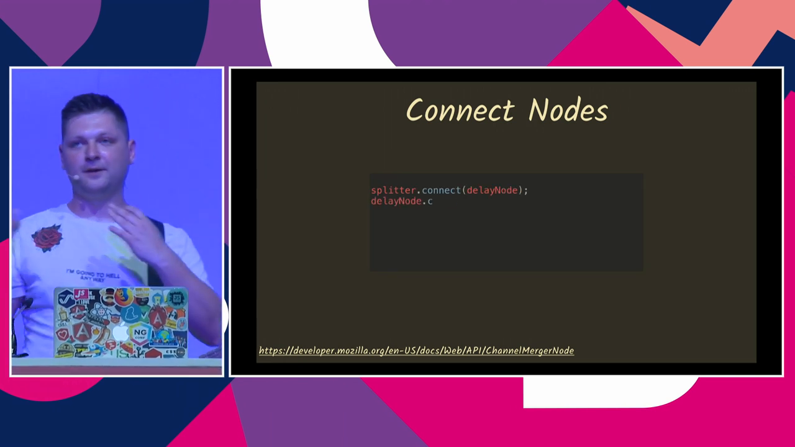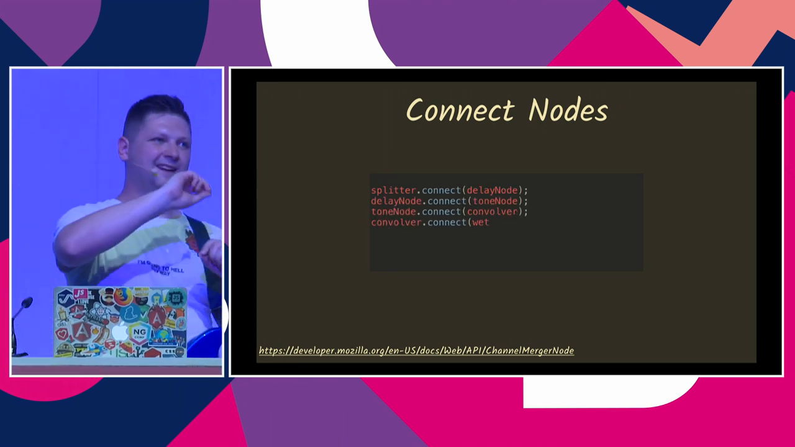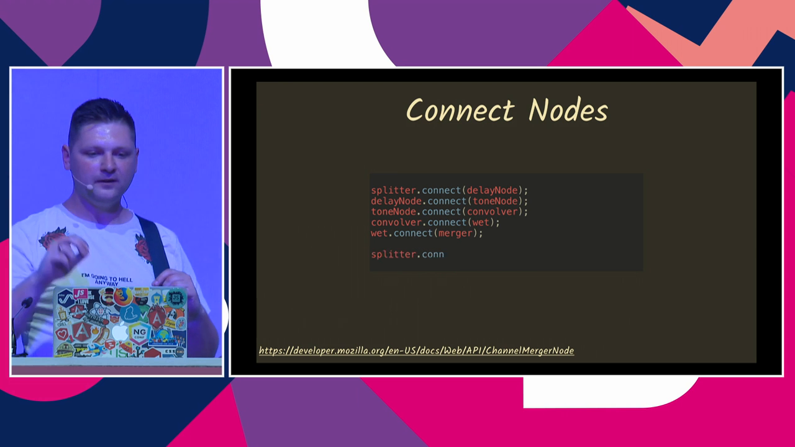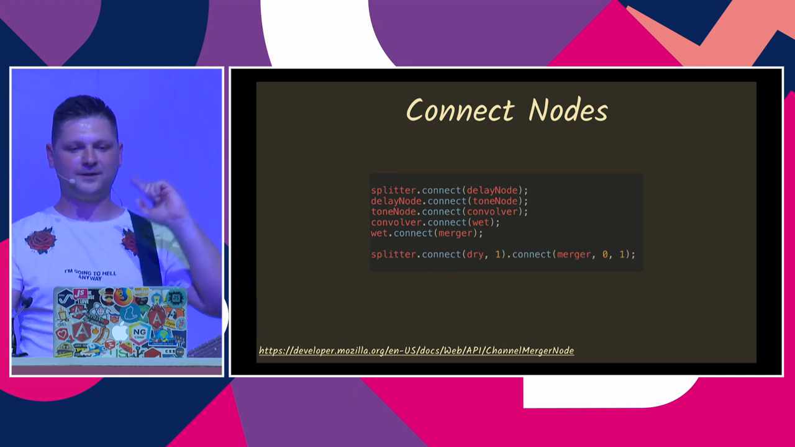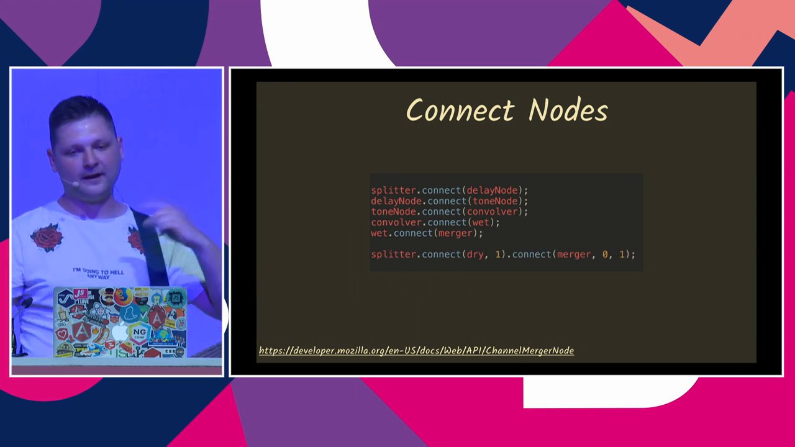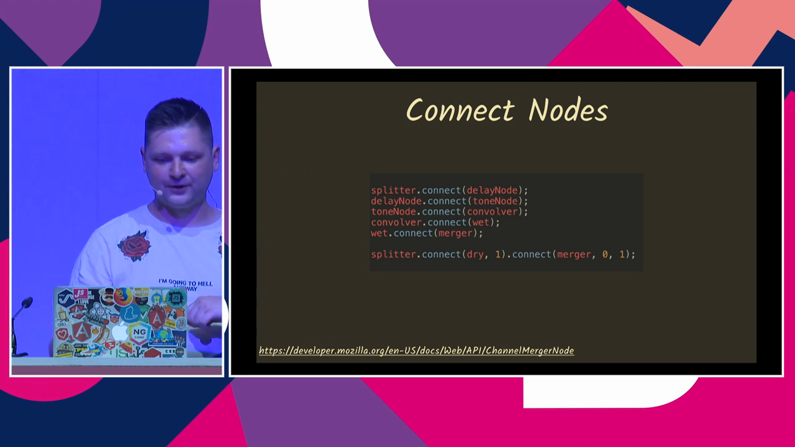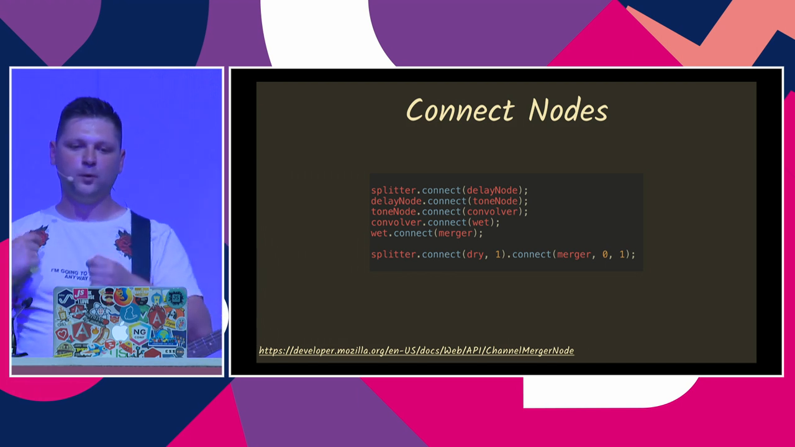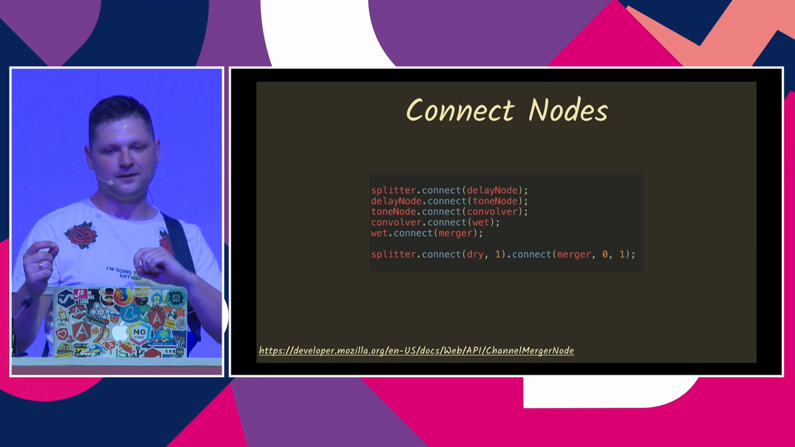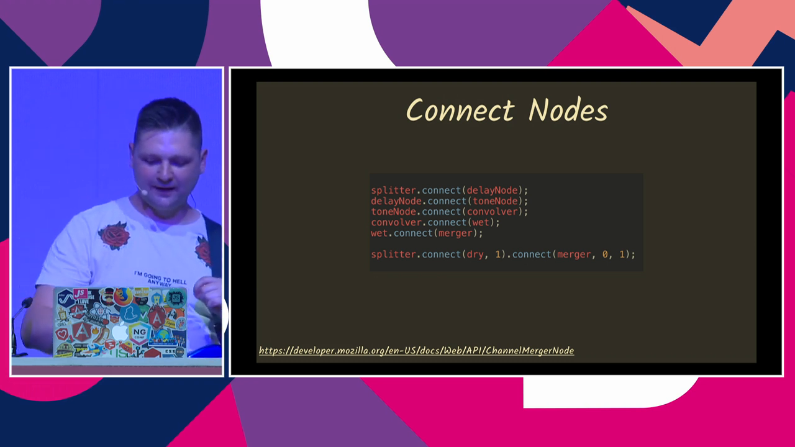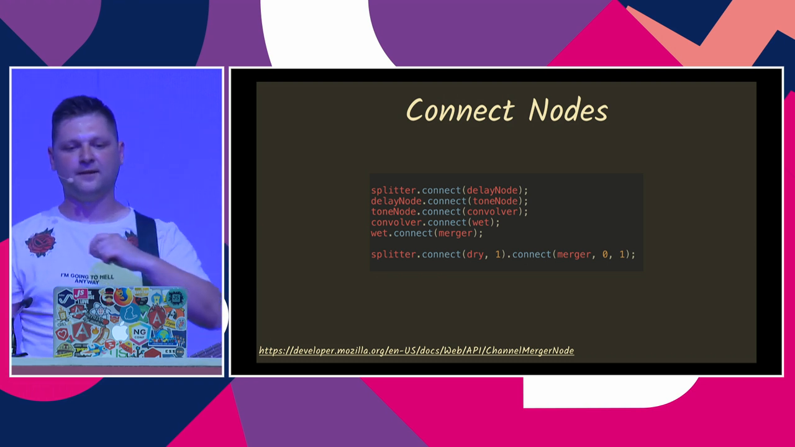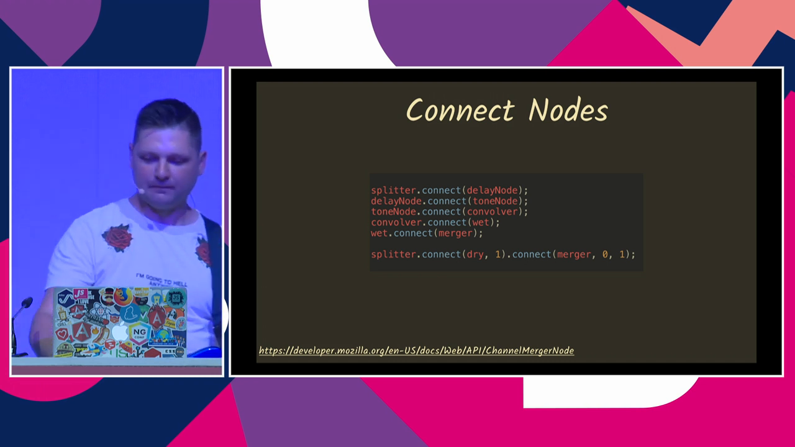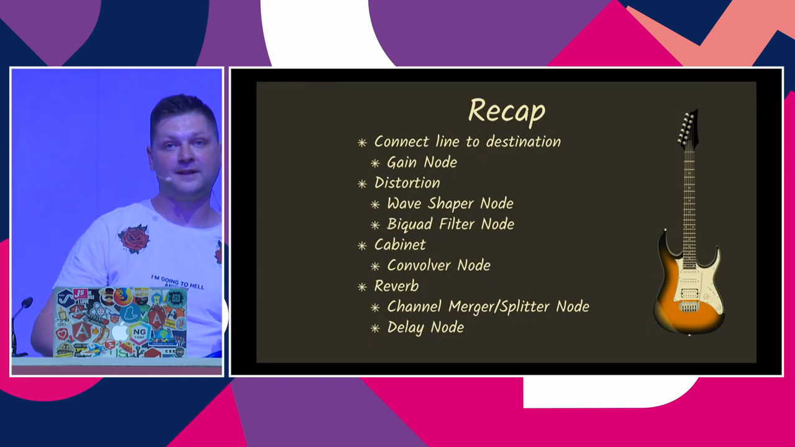Then we need to actually build this graph. So we're connecting everything chain by chain: splitter with delay, delay with tone, tone with convolver, convolver with wet gain, and to merger. And in parallel, we're connecting the dry gain node. We connect the splitter to it, and then the dry node to the merger. And that's how I achieve it.